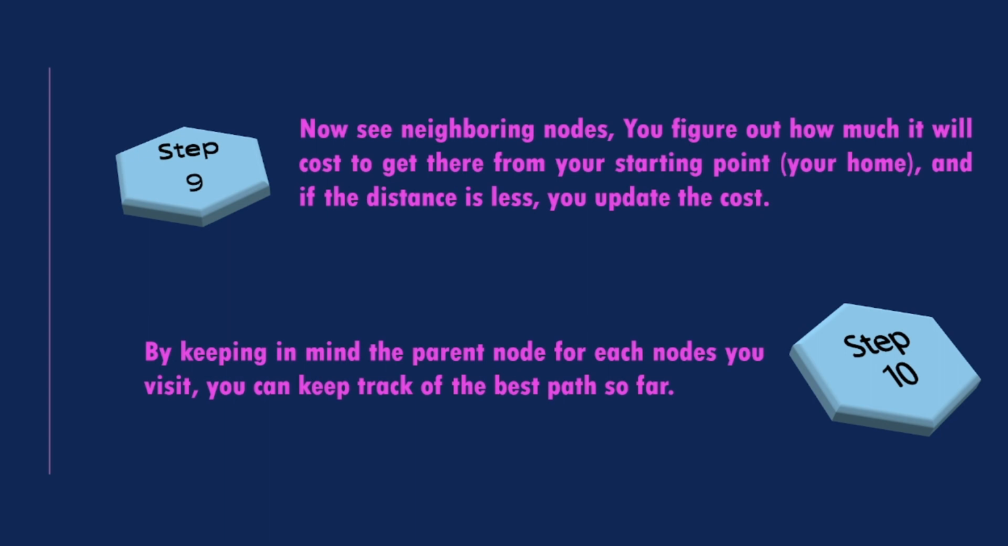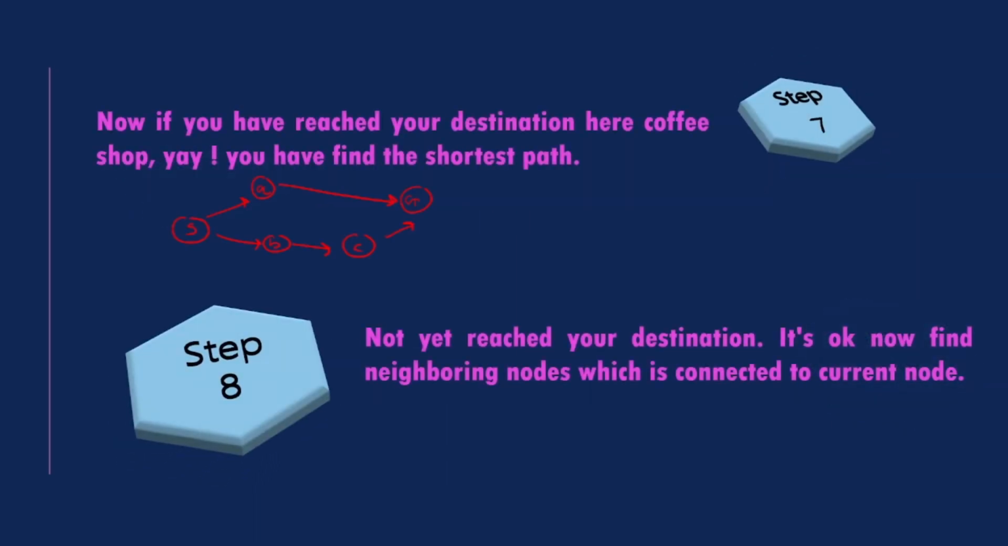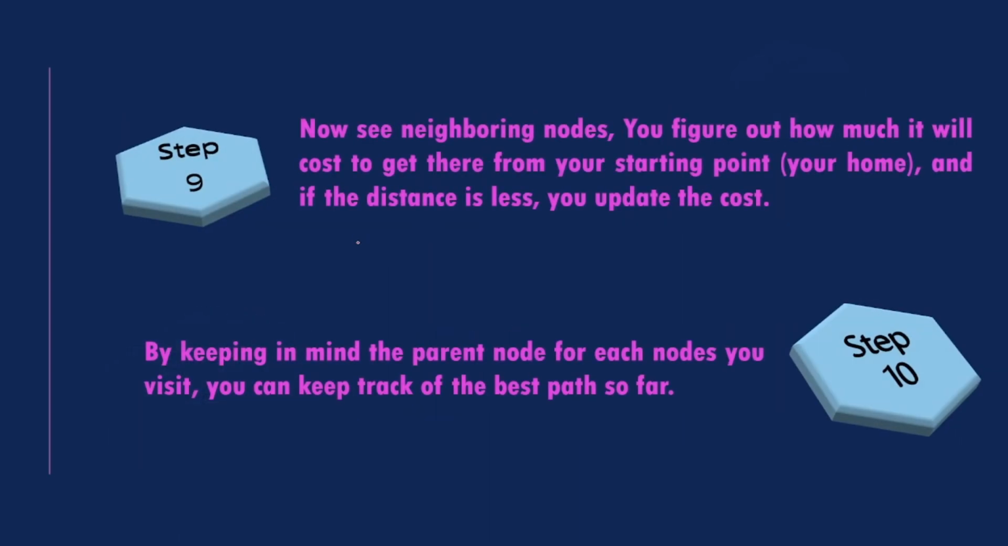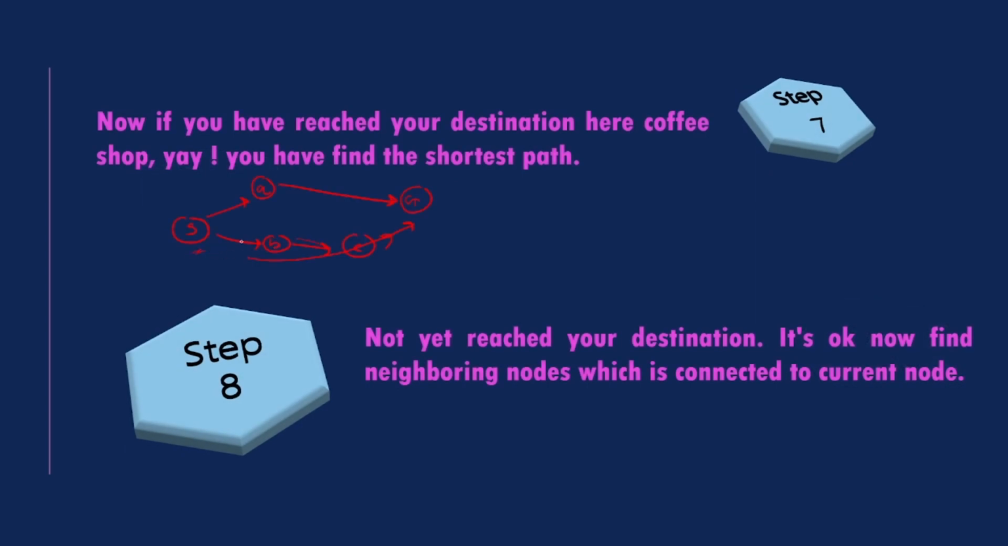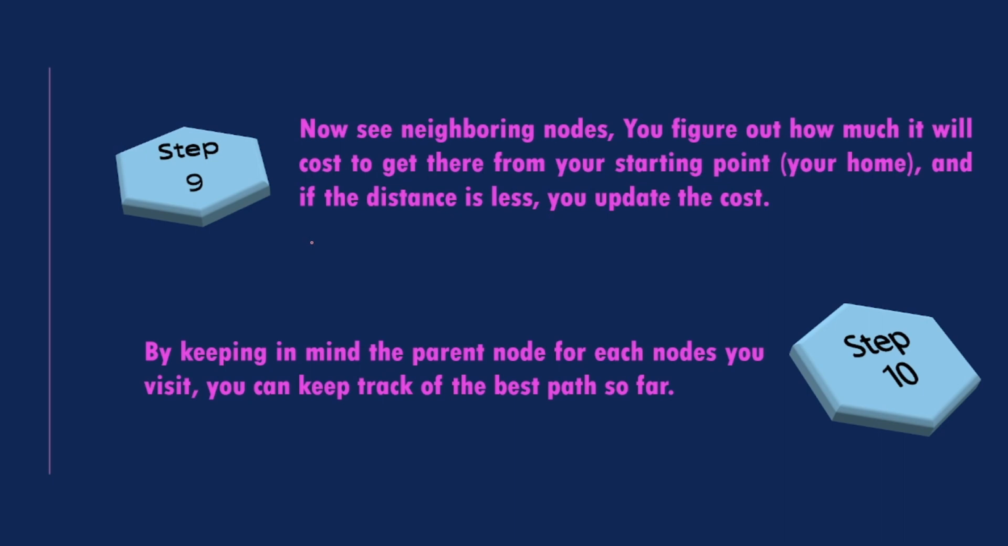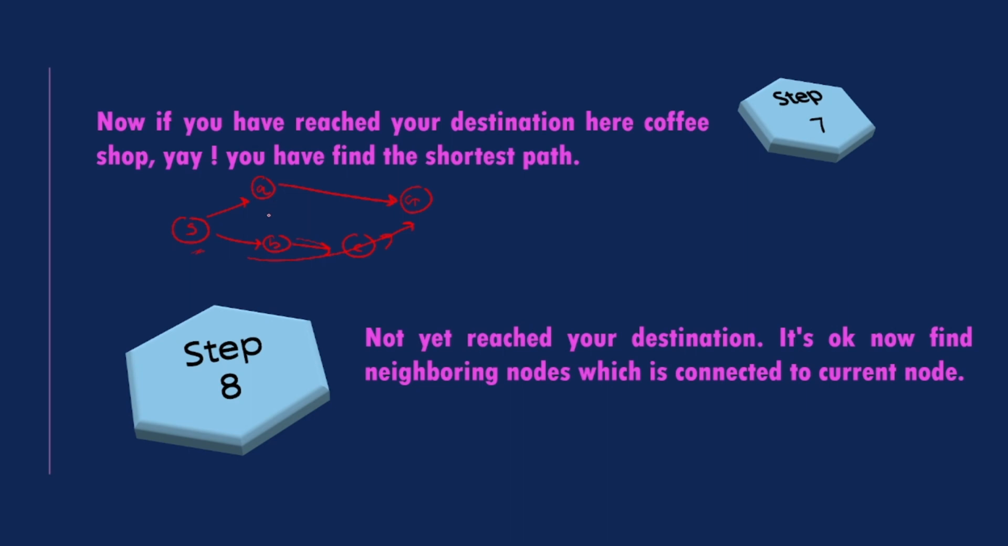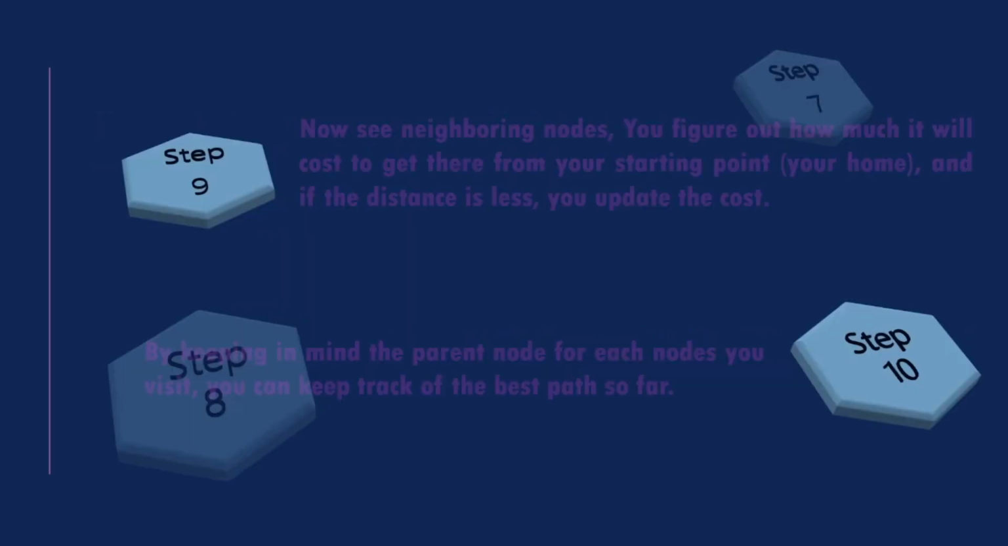Now step 9. See another node as I described. We have taken the C node; you figure out how much it will cost to get there from your starting point, your home, and if the distance is less, you update the cost. Like here I described. If this is the lowest cost, you will select it, of course, because we have to reach fast. Now step 10 says keep in mind the parent node. We are starting from this node, and as you visit each node, you can keep track of the best path so far. So keep in mind what values occur and then go further.